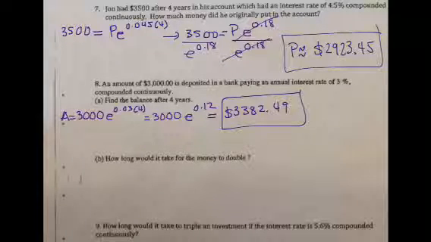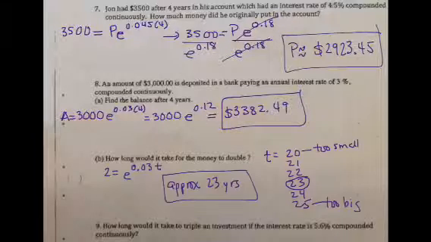So here we're starting with 3,000 at 3% for 4 years, compounded continuously. So 0.03 times 4 is 0.12. Put this into the calculator, and this is what you get. For number 8B, it says how long would it take the money to double? And again, remember, it doesn't matter what you start with. If you're going to double it, this is always going to be the case where you end up with a 2 right here. And here's the rate, and we're looking for T.